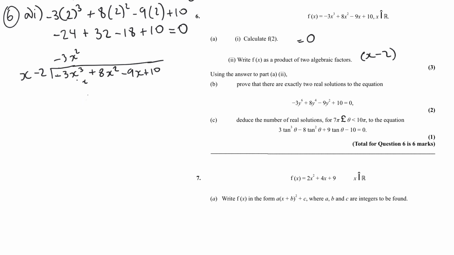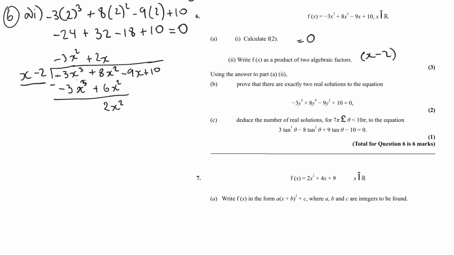And then now that we've worked that out, we're going to multiply the minus 3x squared by x minus 2. So that would give us minus 3x cubed plus 6x squared. Take them away from each other. So then the minus 3x cubed would end up cancelling out. And then we would be left with 2x squared. So then now, again, you're going to do the 2x squared divided by x, which would leave you with 2x.